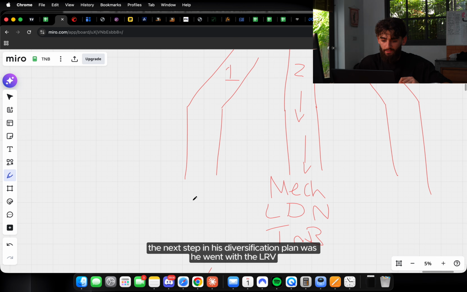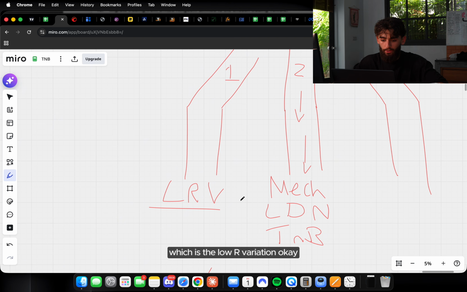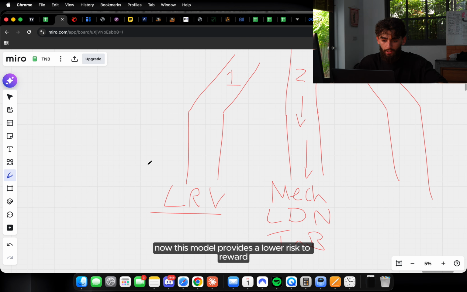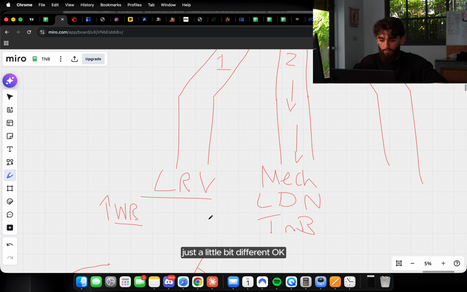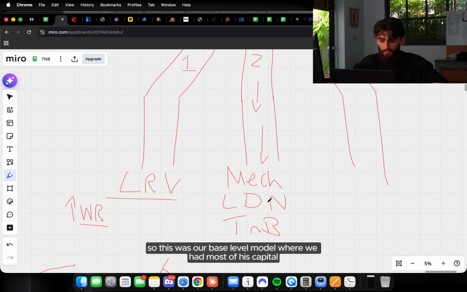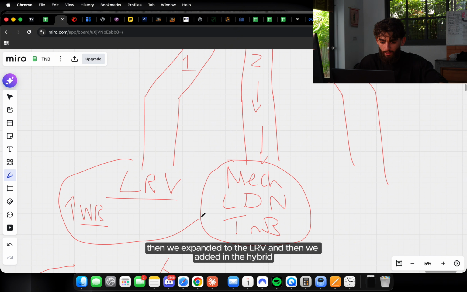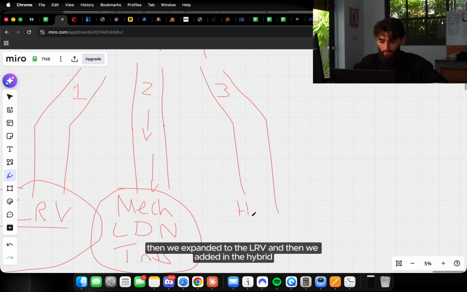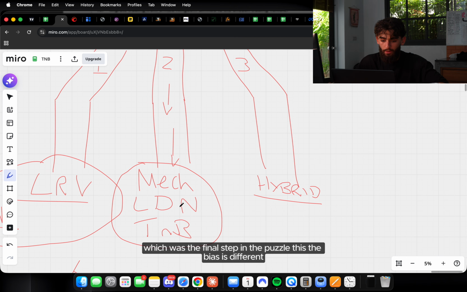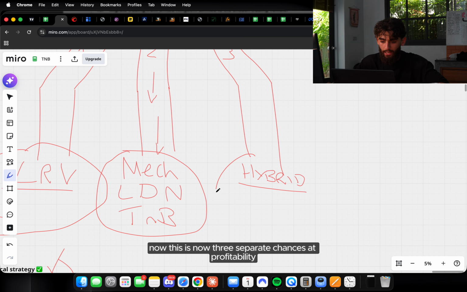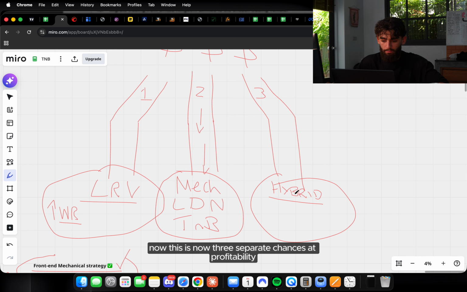The next step in his diversification plan was he went with the LRV, which is the low R variation. Okay, now this model provides a lower risk to reward, so it has a higher win rate. Similar to the TMB model we showed today, just a little bit different. Okay, so this was our base level model where he had most of his capital. Then we expanded to the LRV, and then we added in the hybrid, which was the final step in the puzzle. The bias is different, but the risk to reward is the same. Now this is now 3 separate chances at profitability.